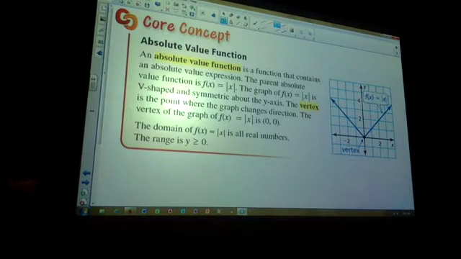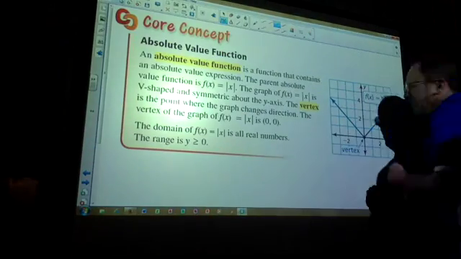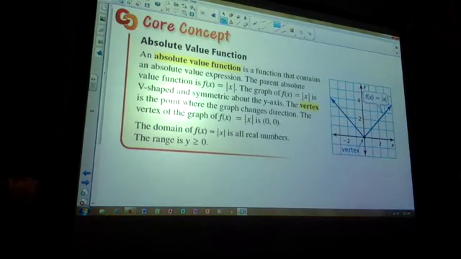The domain is, so let's get a term that you might be going, what the heck does that mean? Parent function. What would parent function mean? The big function. Okay, the big function.